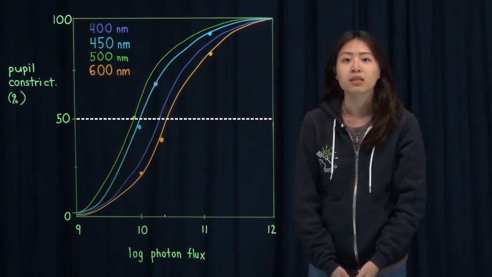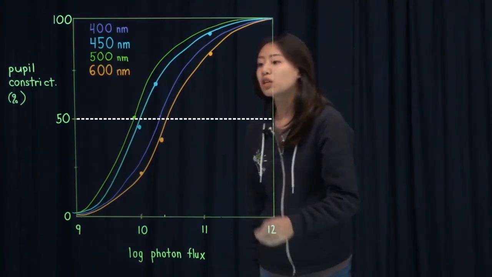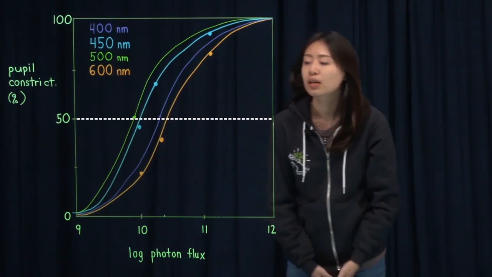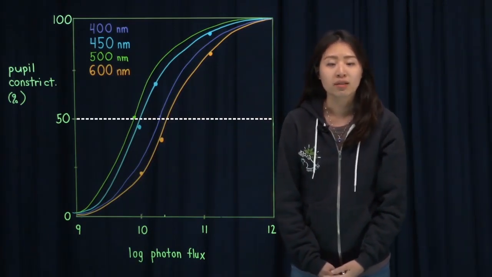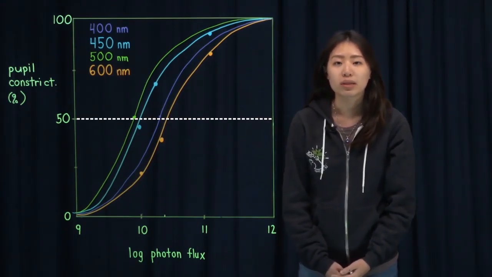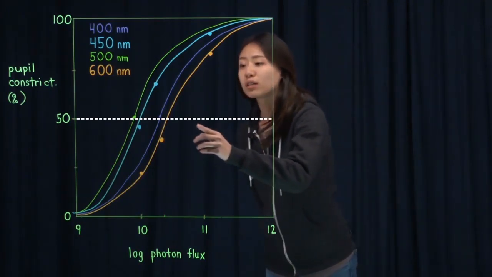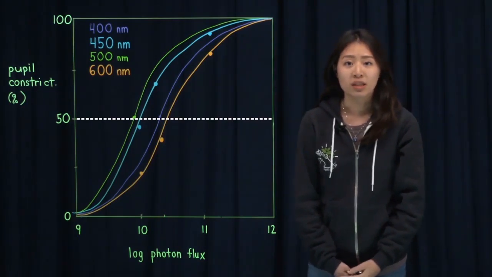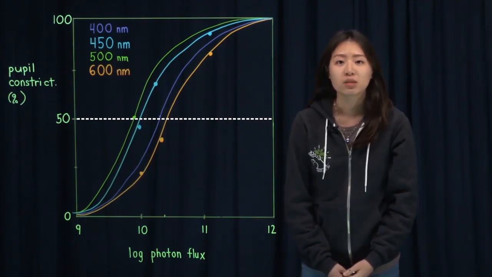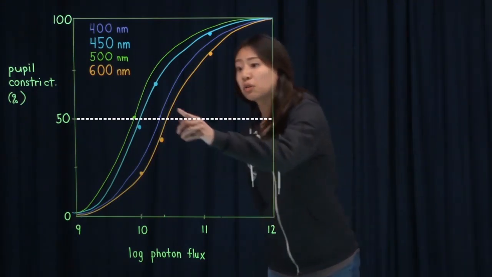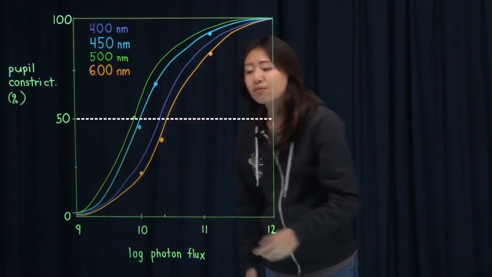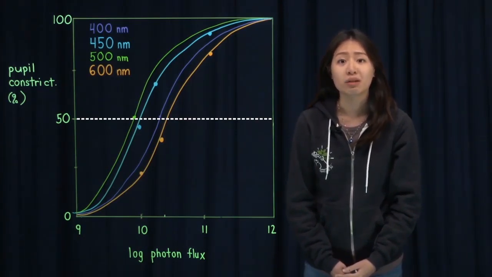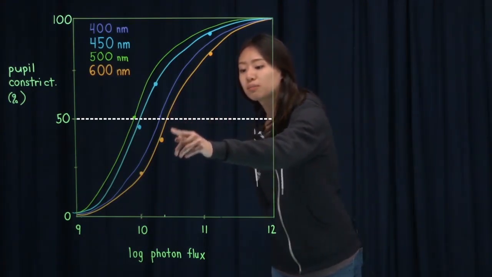For 500 nanometers, we can see that the inflection point for the curve is around 10 log photon flux. For 450 nanometer light, we can see that the inflection point is around 10.1 log photon flux. For 400 nanometer light, we can see that the inflection point is around 10.35 log photon flux. And finally, for 600 nanometer light, we can see that the inflection point is around 10.5 log photon flux.